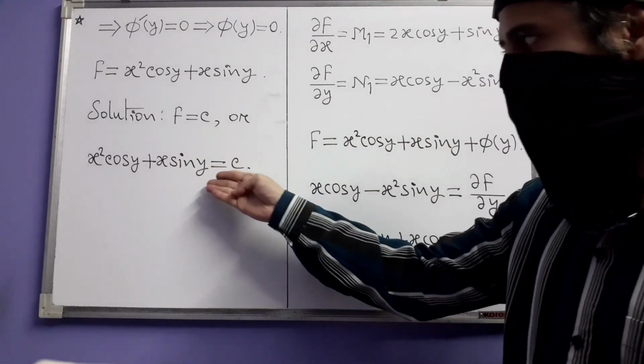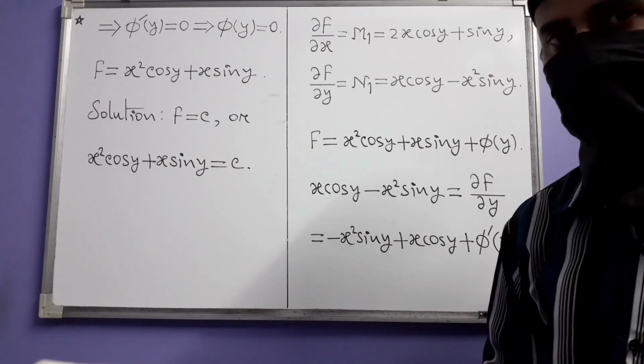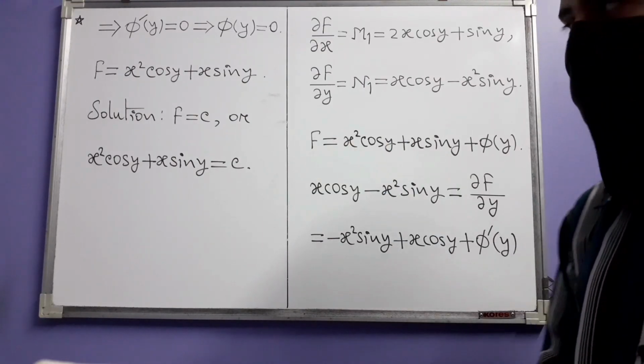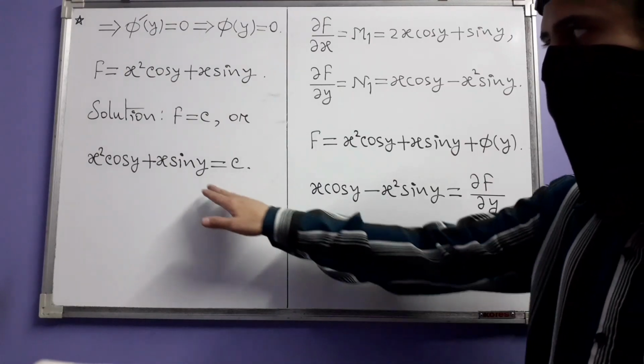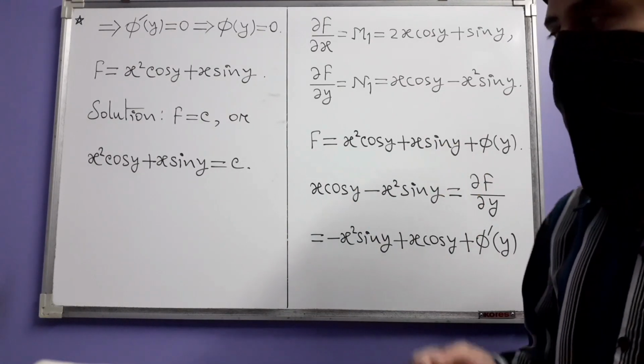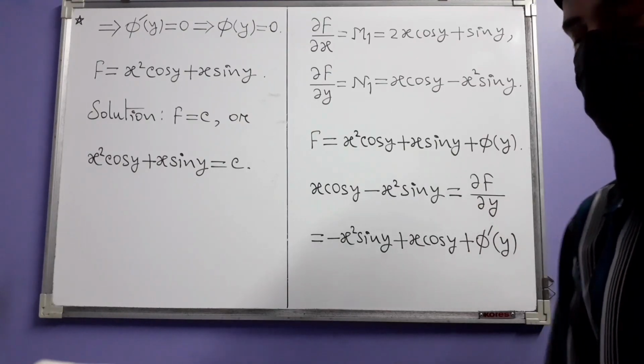And so this is the one parameter family of solutions to what? To the modified equation, the exact equation. And it turns out that this is also a one parameter family of solutions to the original equation. You think for yourself why.